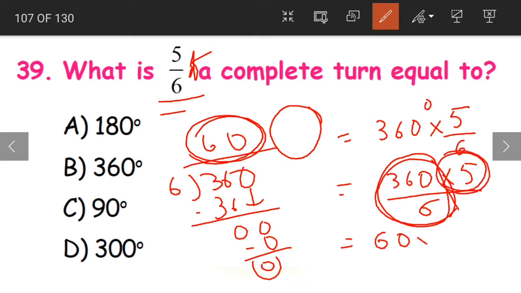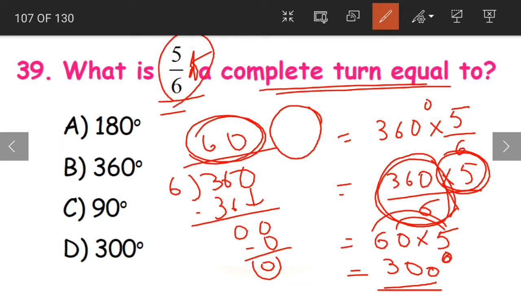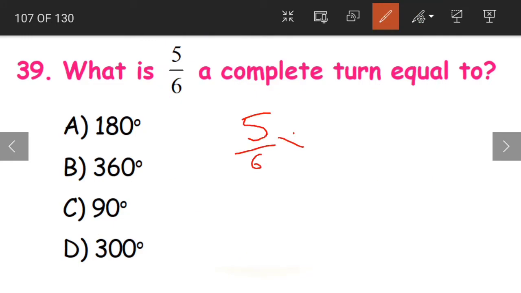Then we have the multiplied by 5. Don't forget to multiply by 5. So 60 multiplied by 5. 5 zeros are 0. 5 6s are 30. So what is the total measure? 300 degrees. So 5 by 6 of a complete turn is equal to 300 degrees. That is option D. Yes, we have just multiplied 5 by 6 with 360 and our answer is 300 degrees.